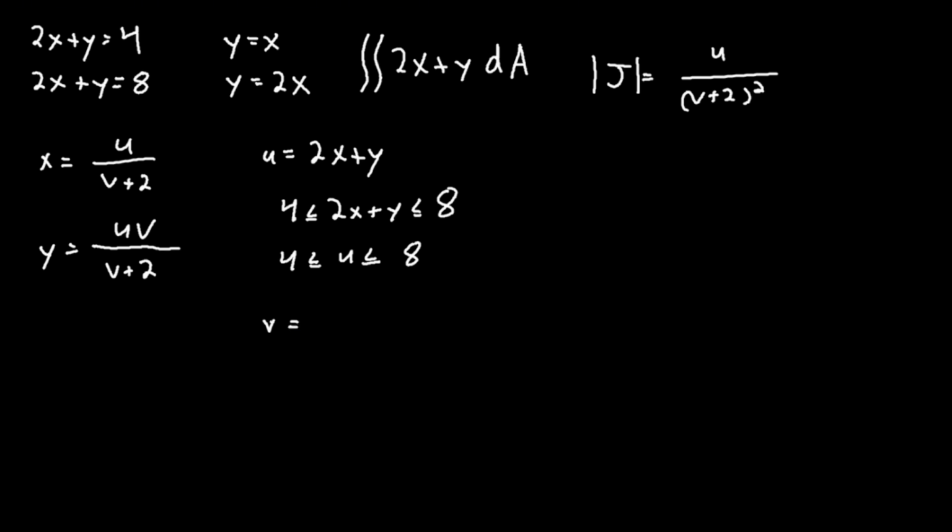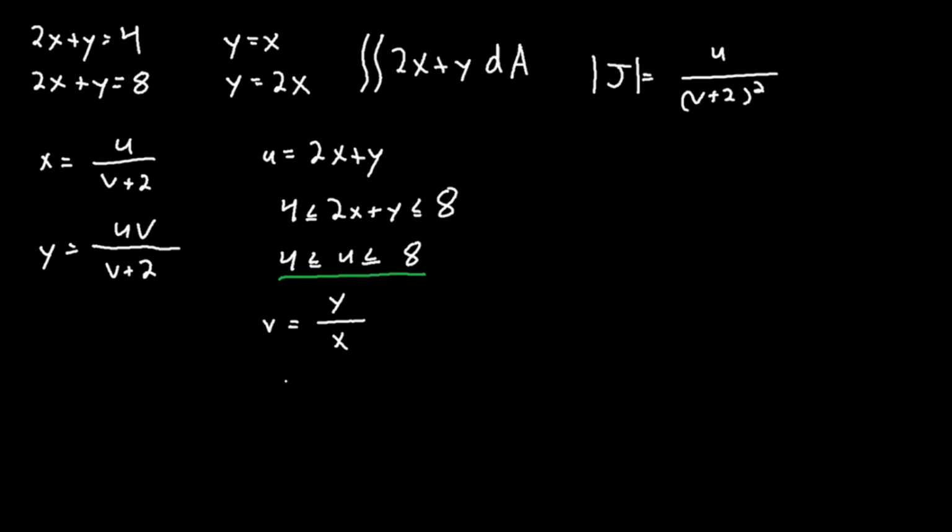So v is likely going to be dependent on something related to y's slope. Due to the fact that this has a slope of 1, this has a slope of 2, we can actually set up our v value to be equal to y over x. And this is sort of something that measures the slope. Therefore, the bounds for v will be determined by the slope, y over x.